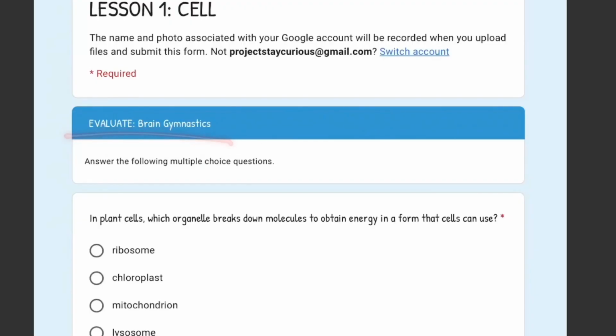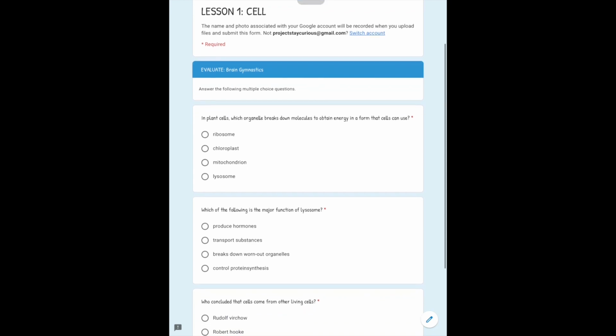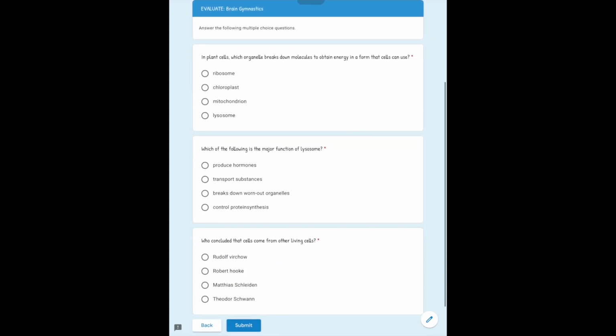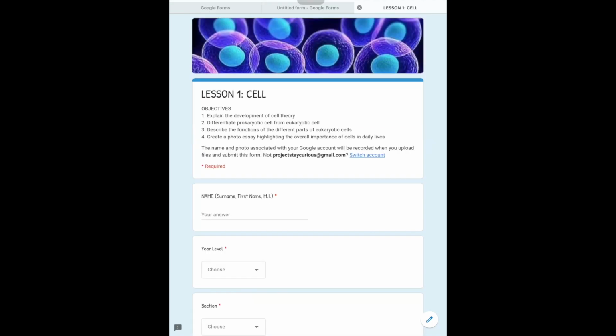The last part is evaluate. I call it brain gymnastics. In our example, students need to answer multiple choice type of questions. But you can also use other types of tests like true or false, sentence completion, matching type, and others. That's it! We designed a 5Es lesson plan by just using a Google Form.